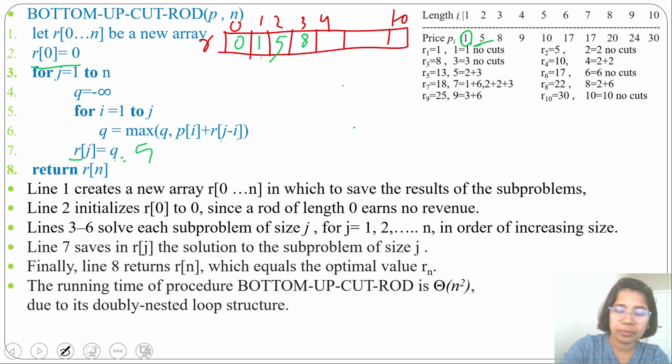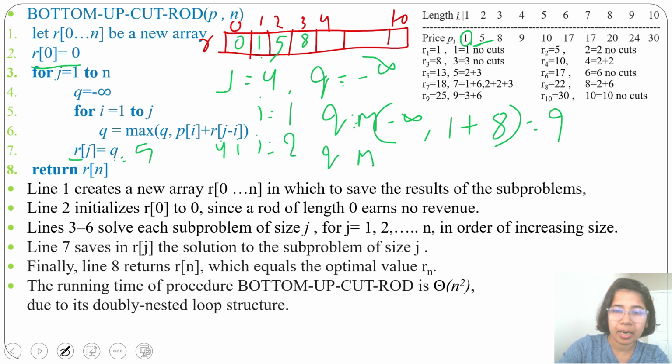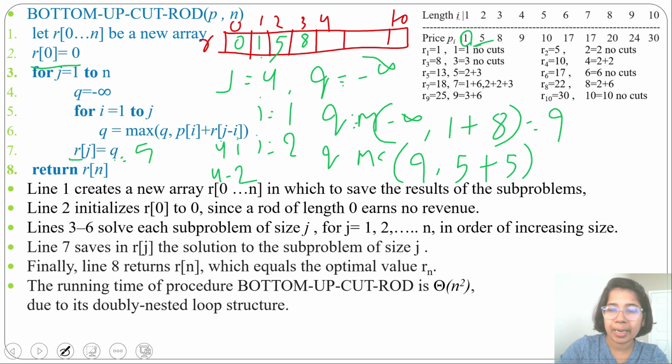R of 3 equals 8 without cut. Let me find R of 4. When j equals 4, q equals minus infinity. For i 1, q will be max of minus infinity, then price of 1 is 1 plus revenue of j minus i. j is 4, 4 minus 1, revenue of 3. Revenue of 3 is 8. So we got q equals 9. Next for i equals 2, q will be max of, previous q was 9, then price of 2 is 5 plus revenue of j minus i, 4 minus 2, revenue of 2 is 5. 5 plus 5 equals 10. From 9 and 10, 10 is the maximum.